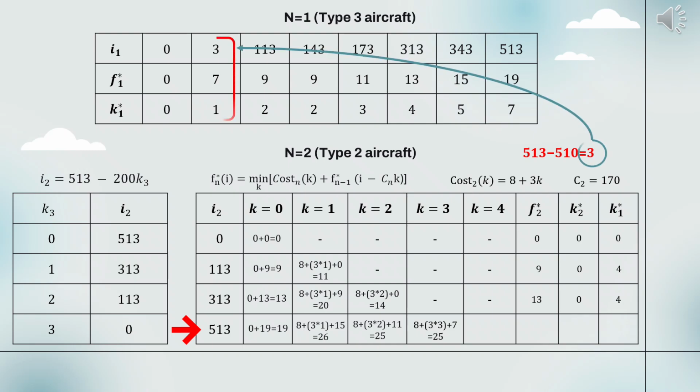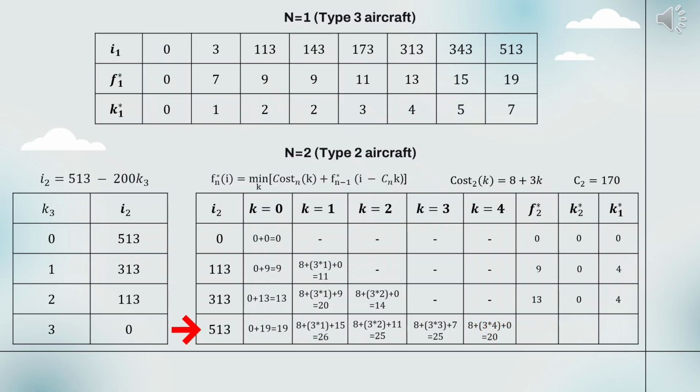The optimal cost for this number from the previous table is 7, resulting in a total cost of 24. If we select four Type 2 aircraft, the current cost is 20. The capacity of these four aircraft is 680, which covers all 513 passengers. Thus, the demand is fully covered, there are no remaining passengers, the cost for the next stage is 0, and the total cost is 20.